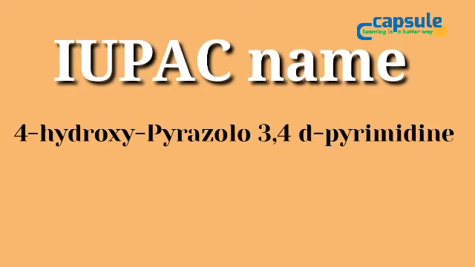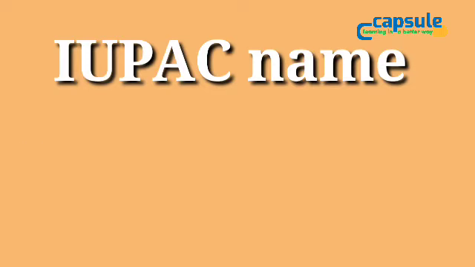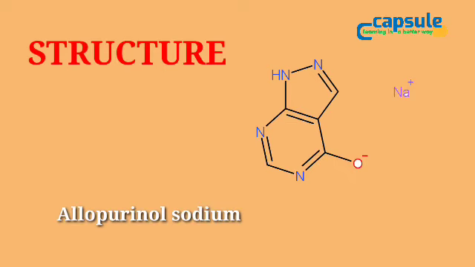And coming to the IUPAC name, it is 4-hydroxypyrazolo[3,4-d]pyrimidine. And this is the structure of allopurinol sodium. And you can practice this structure.